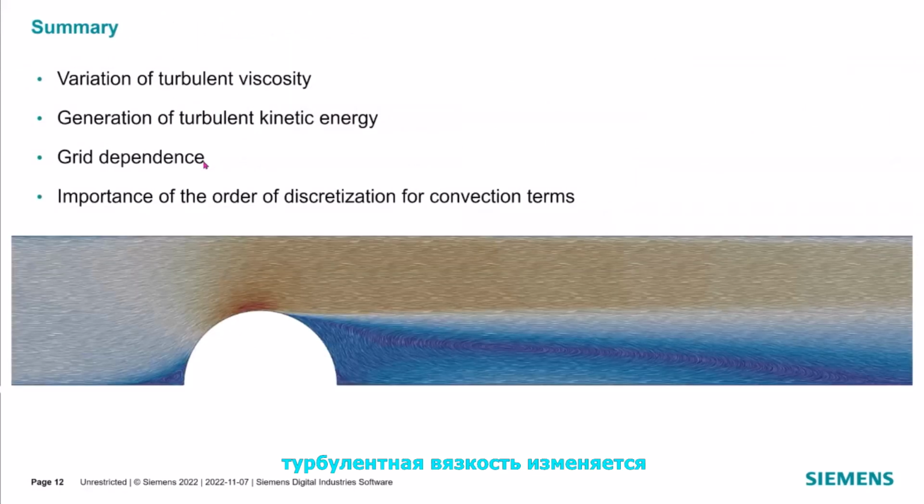The turbulent viscosity varies 4 orders of magnitude within the solution domain. Turbulent kinetic energy is generated in boundary layers near walls and to a much higher degree in shear layers and obstacle wake. The grid dependence of solution is much stronger when the flow is turbulent than when it is laminar.